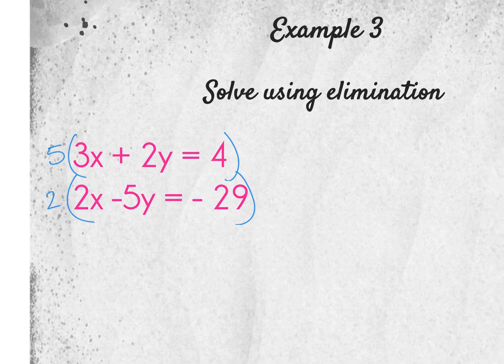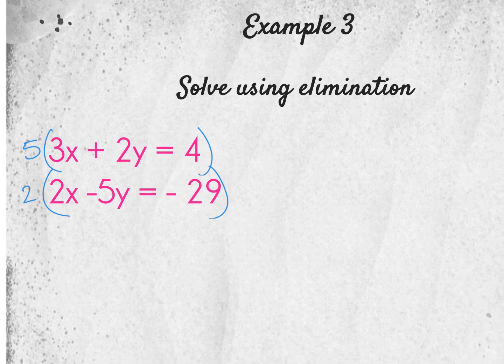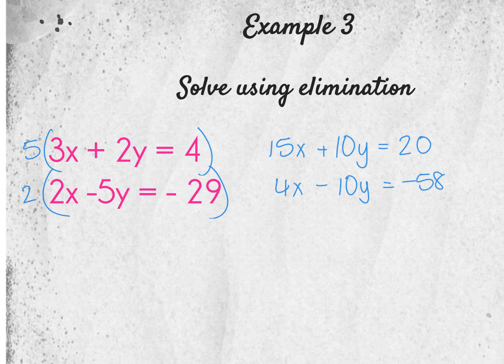So looking at it, I'm then going to get 15x plus 10y, I'm multiplying it to everything, equals 20. Same thing for the bottom. I'm going to get 4x minus 10y equals negative 58. Again, they're pretty large numbers, but it's not too bad. It's simple math.